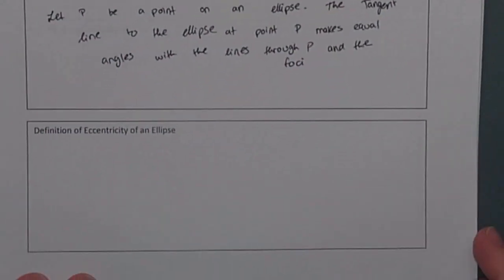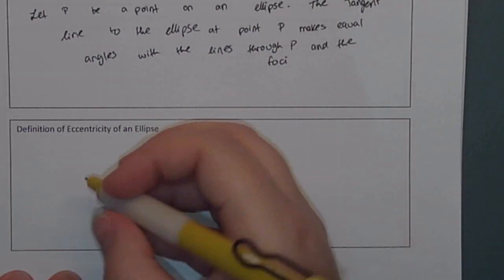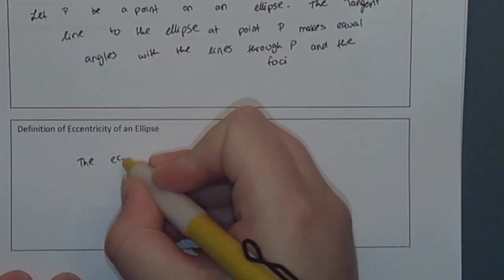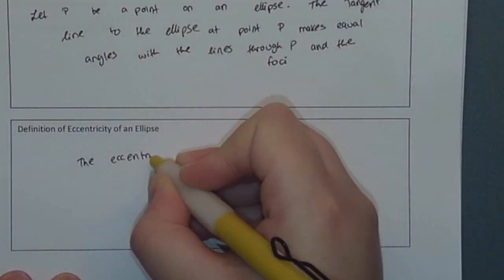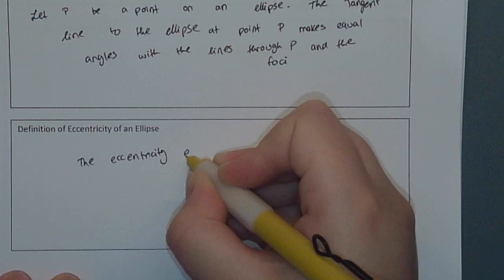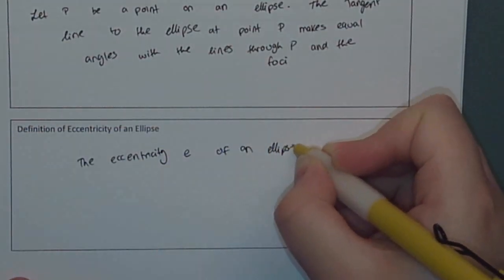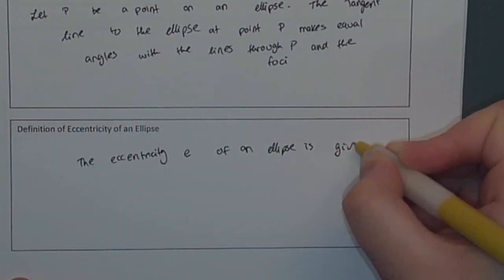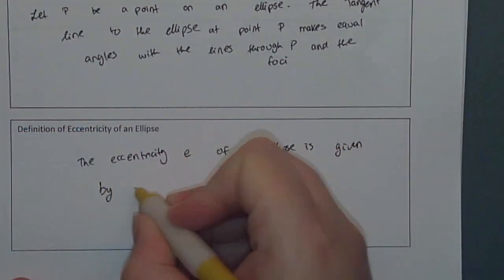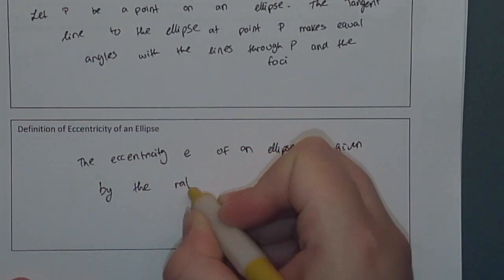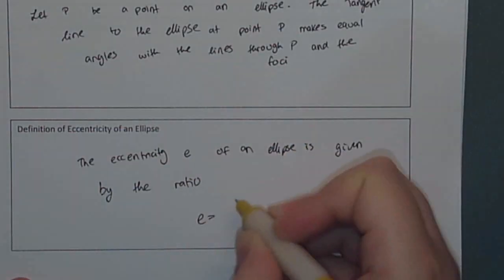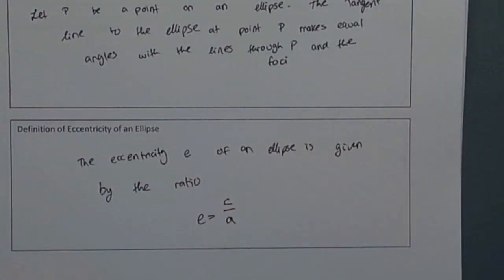Next, we've got the definition of eccentricity of an ellipse. So the eccentricity e of an ellipse is given by the ratio e equals c over a.